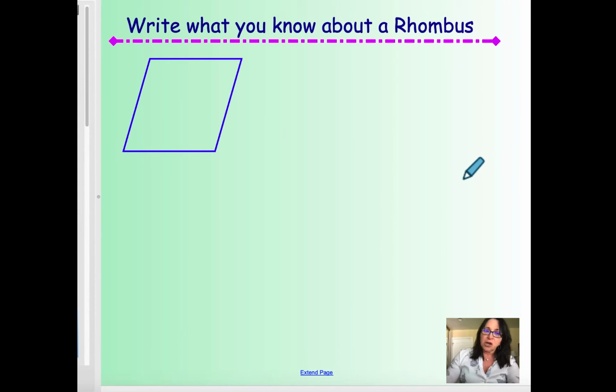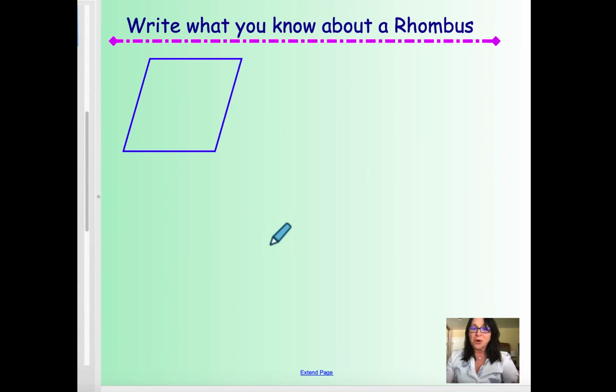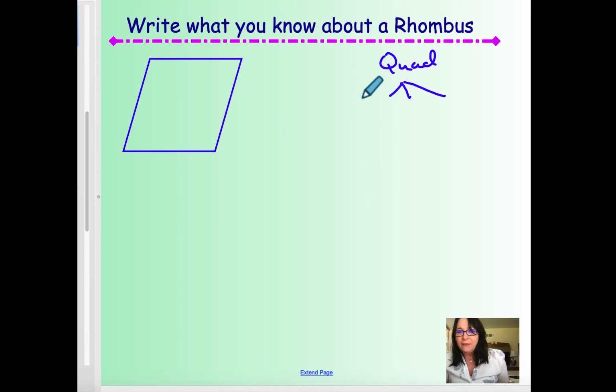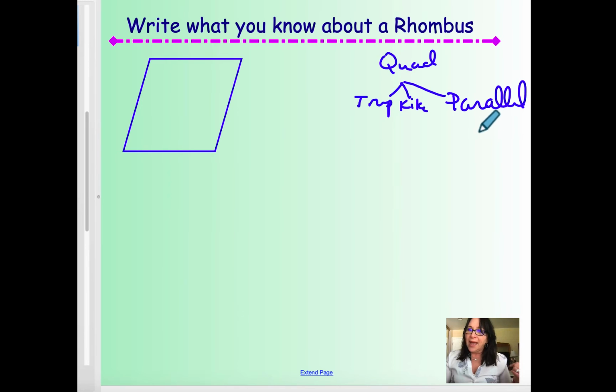For this problem here, we're going to write what we know about a rhombus. Now, remember, a rhombus is a quadrilateral, but also a special parallelogram. So remember, you've got your quadrilaterals, and from your quadrilaterals, you have your trapezoids, you've got your kites, and then you have your parallelograms. Now, these are my parallelograms: a rhombus, a square, and a rectangle.